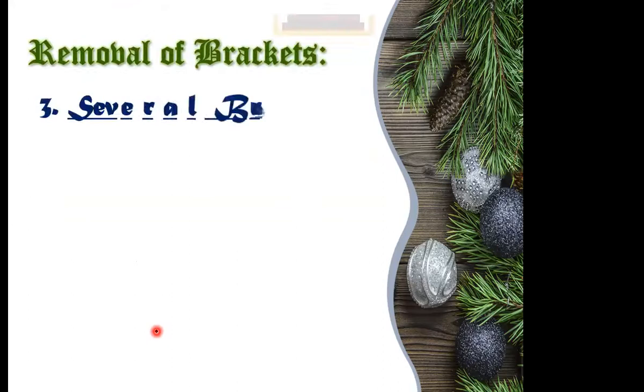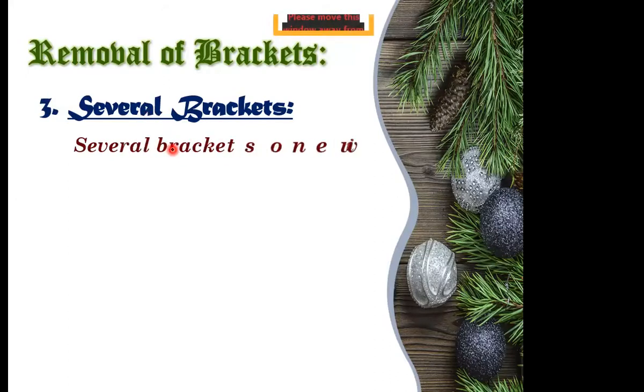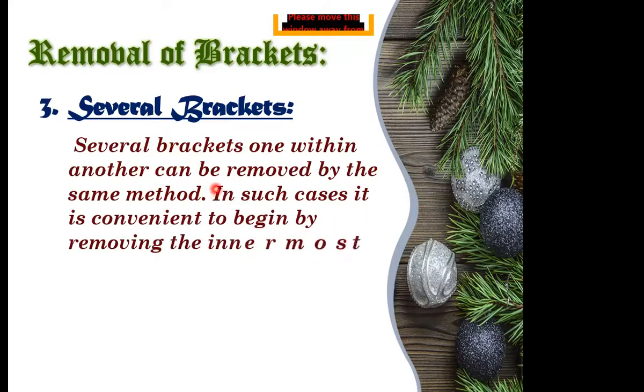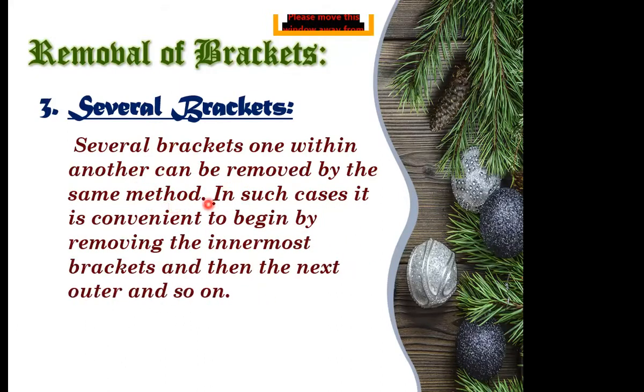Next is removal of brackets. If you have several brackets in an expression, round bracket, curly bracket, square bracket, what criteria will you observe? If you have several brackets within one another, they can be removed by the same method. Means in such cases, it is convenient to begin by removing the innermost brackets. First you will solve the innermost bracket and then the next outer one and so on. Clear? Now we are going to start exercise number 9.12, right?